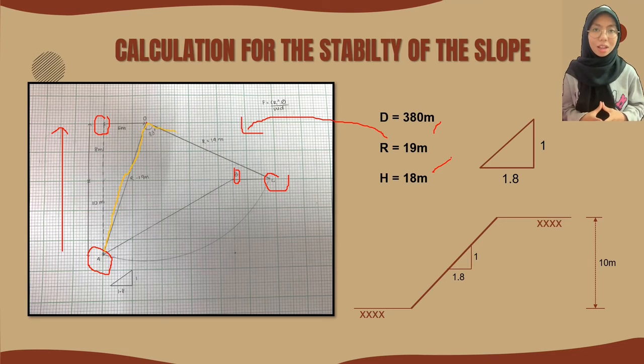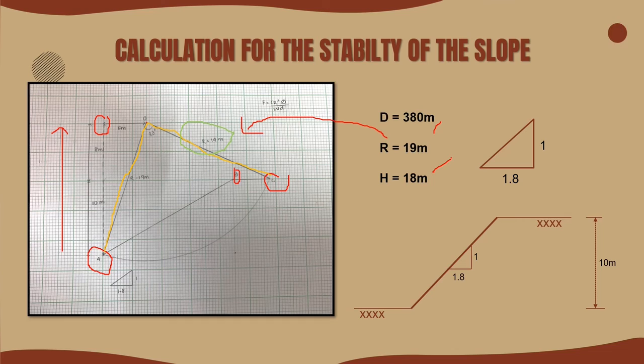bentuk seperti ini. Setelah mendapat bentuk seperti ini, kami mengukurkan nilai R tersebut. Kami mengukur nilai R ini menggunakan pembaris. Kami mendapati bahawa nilai R kami sebanyak 19 meter. Sebelum itu, jadual plot ini digunakan dengan ukuran 1 cm bersamaan dengan 2 meter.